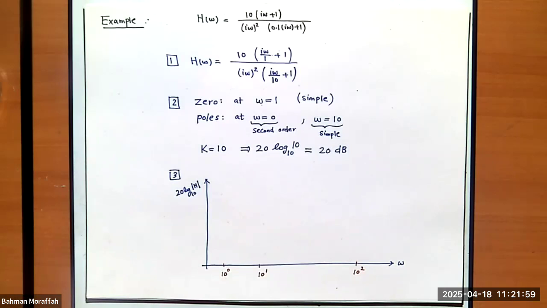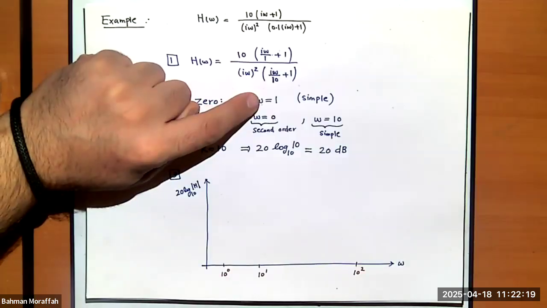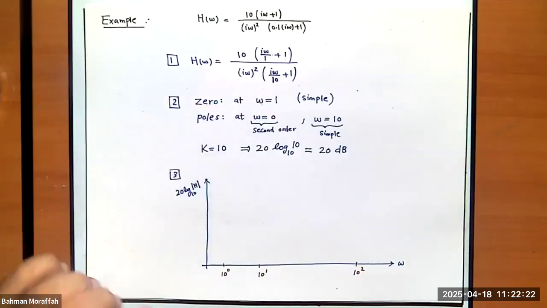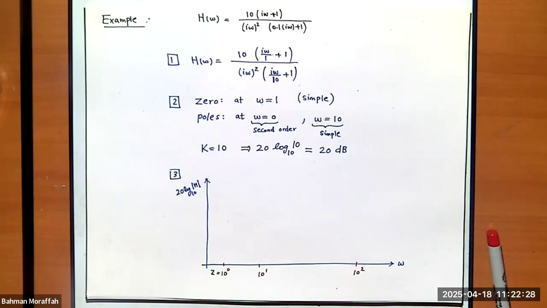Now all I have to do is determine what the zeros and poles are. Because remember, whatever change I have, those changes are happening exactly at those zeros or poles. So let's see where the zeros and poles are. Well, I know I have a zero at omega equal 1. So this is my zero. But 10 to the power of 0 is 1. Okay, so that was my zero.